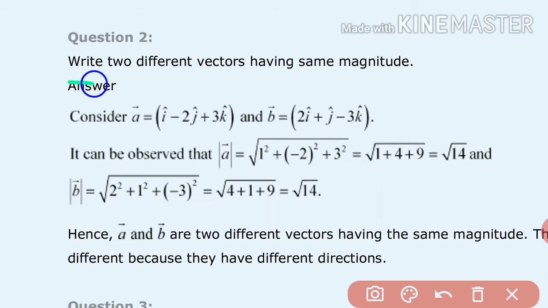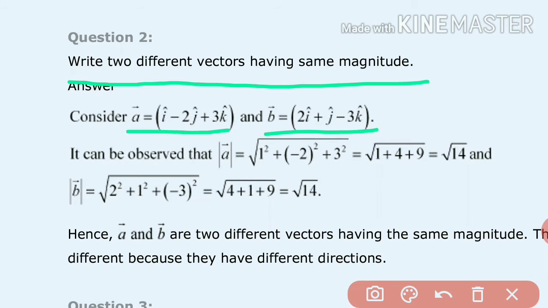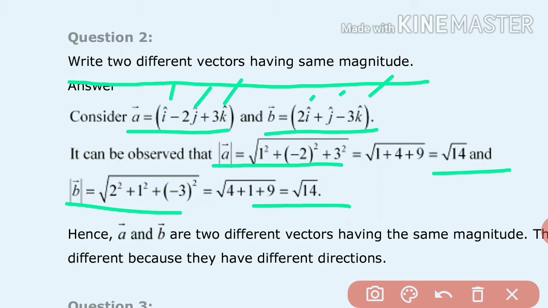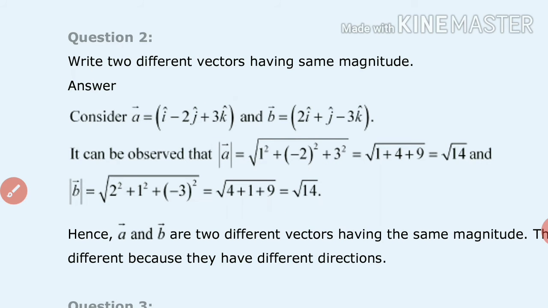Write two different vectors having the same magnitude. So look here, A and B have the same magnitude. How can we find them? Here the coefficients are 1, minus 2 and 3. You have to only interchange them. So you write 2, 1 and minus 3. The sign is not important here. So you find the magnitude of A, that is root 14, and the magnitude of B will also be root 14. Here A and B are two different vectors having the same magnitude.